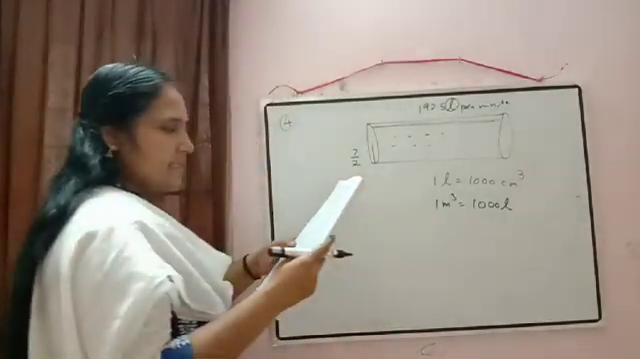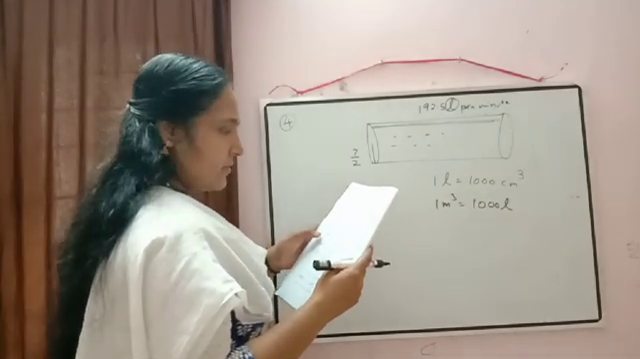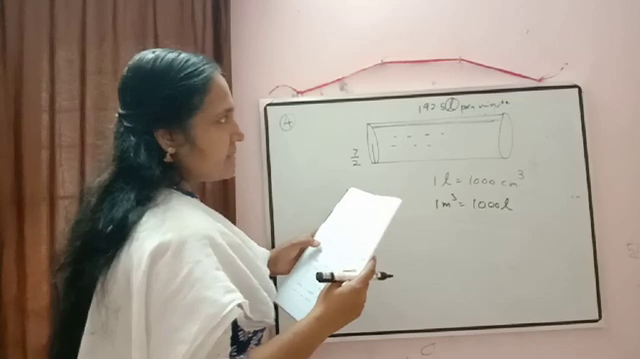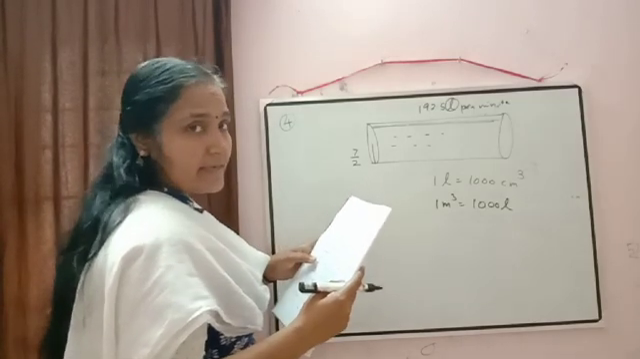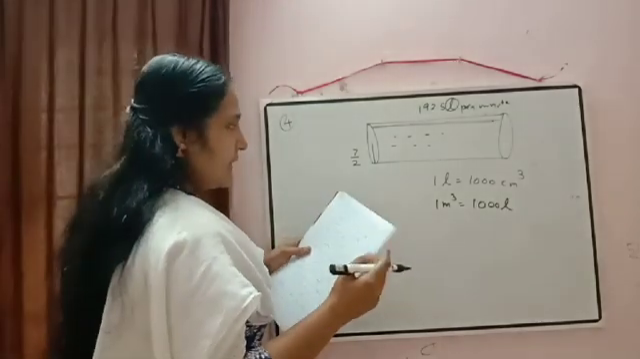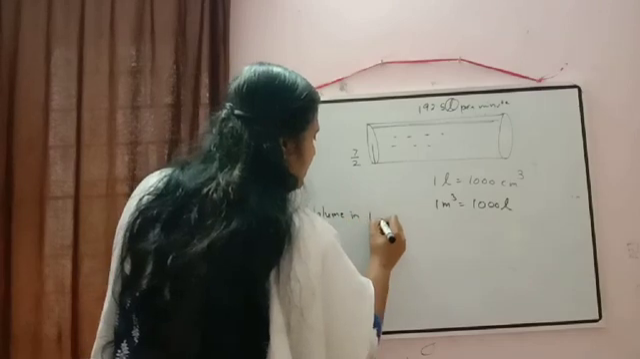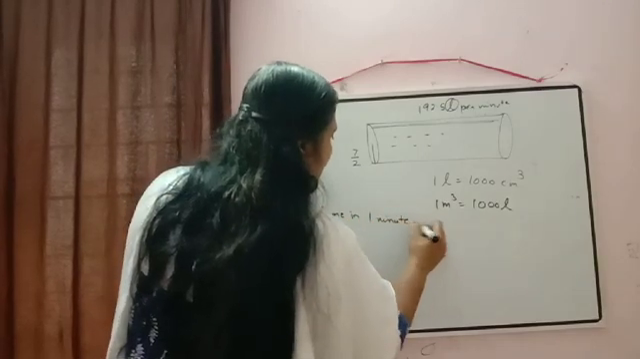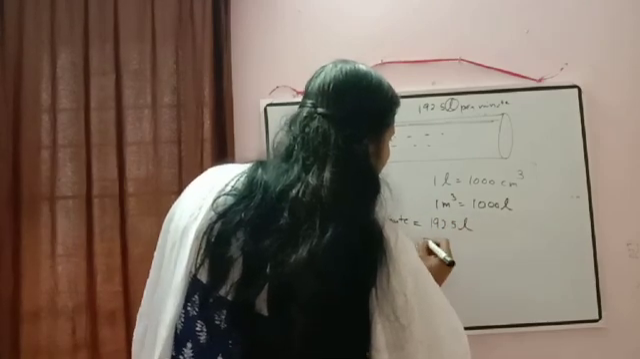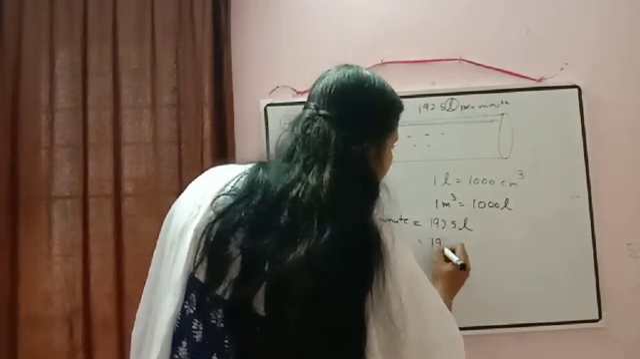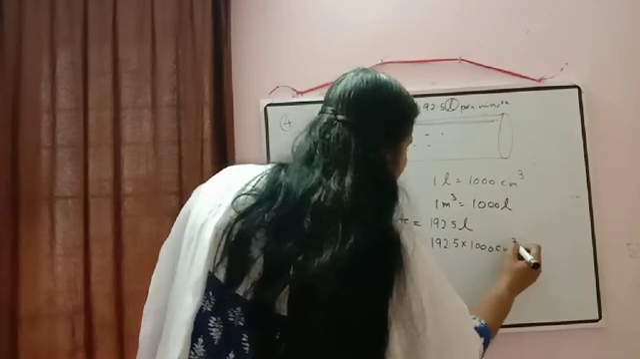And what is written? A cylindrical pipe has inner diameter 7 centimeter. So the liter also can be converted into centimeter cube. That is the volume in 1 minute. Volume in 1 minute is 192.5 liter, converting into centimeter cube, so that will be equal to 192.5 into 1000 centimeter cube.